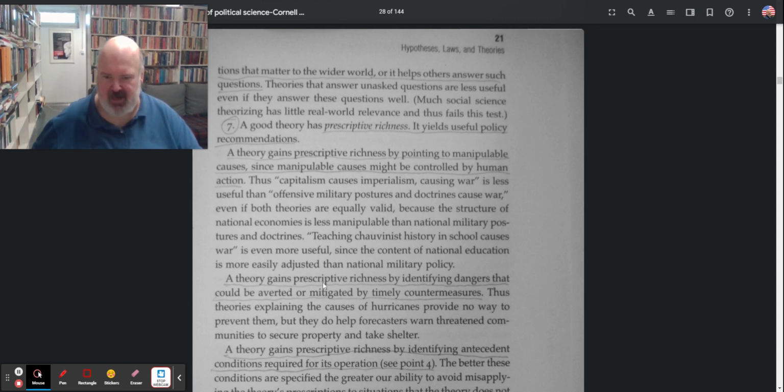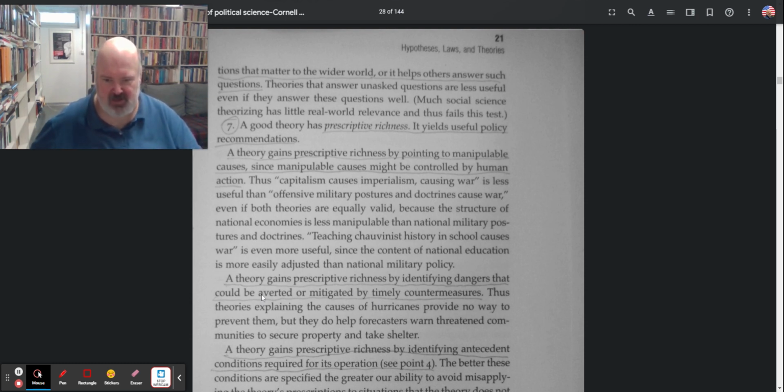A theory gains prescriptive richness by identifying dangers that could be averted or mitigated by timely countermeasures. So, in other words, something that we can do to change the outcome of the theory. Prescriptive makes prescriptions, like doctor's notes to do something. So prescriptive means that we're able to do things to either prevent what's happening or to help what we want to happen. Right.